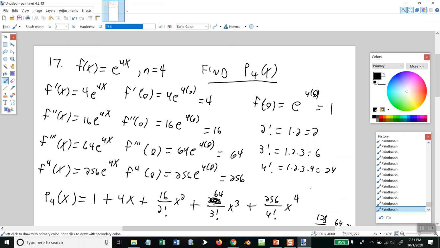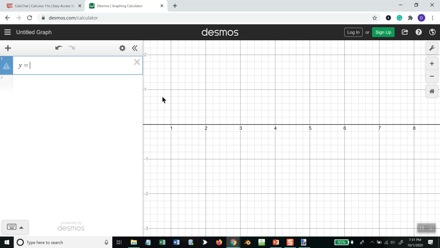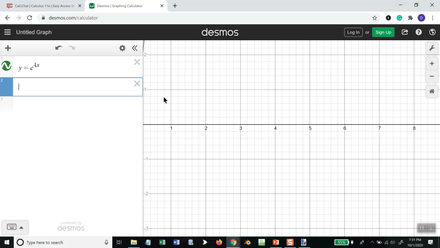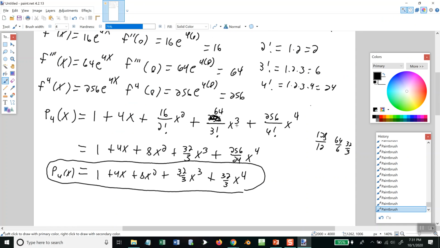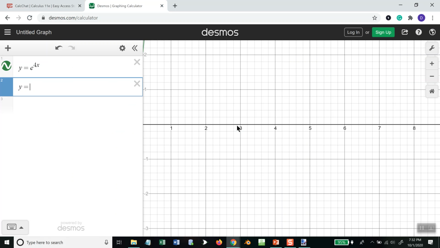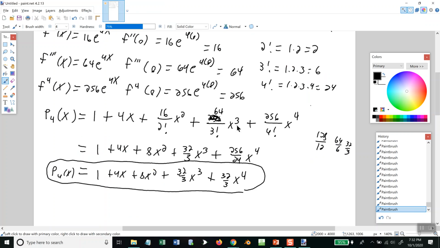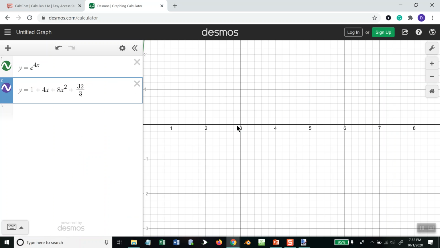So our original was f of x equals e to the 4x. Y equals e to the 4x. And the approximation down there is y is equal to 1 plus 4x plus 8x squared plus 32 over 3 x to the third plus 32 over 3 x to the fourth.